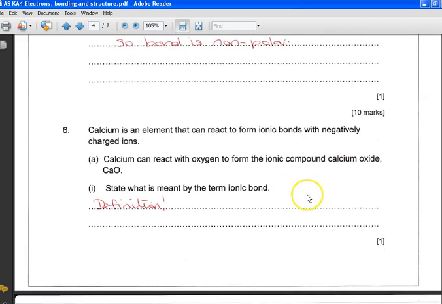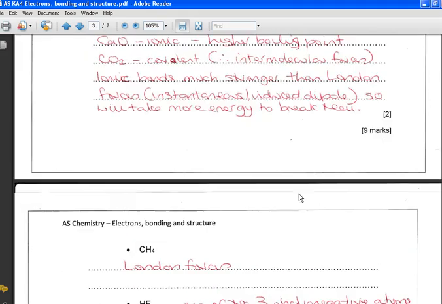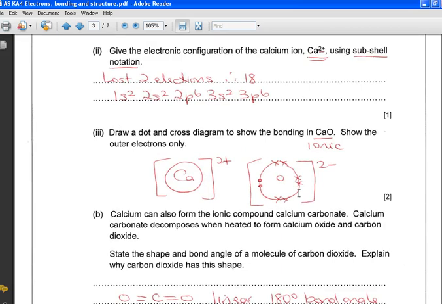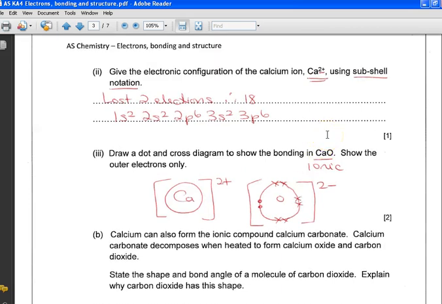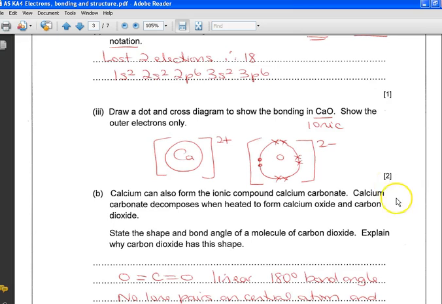Question 6. Calcium is an element that can react to form ionic bonds with negatively charged ions. Calcium oxide. State what is meant by the term ionic bond. That's just a straightforward definition, and I'm glad to say I think everybody in the class got that correct. Right, I need to go back up here to finish this question. We're asked to give the electronic configuration of the calcium ion, which is 2+, which means it's lost 2 electrons. So it's straightforward. Once you recognise that, you just have to write an electron configuration with 18 electrons in it.